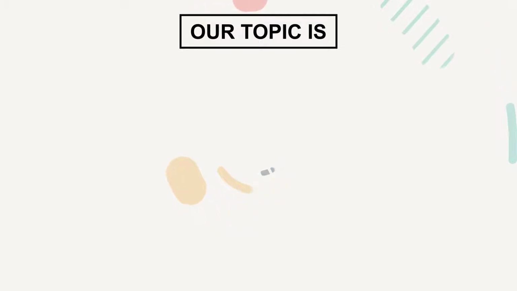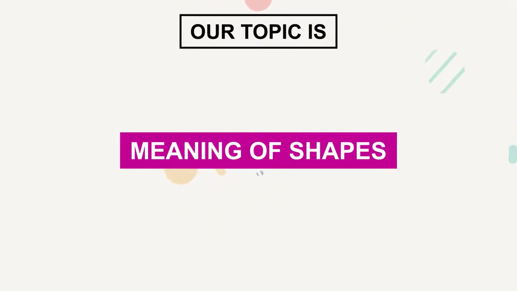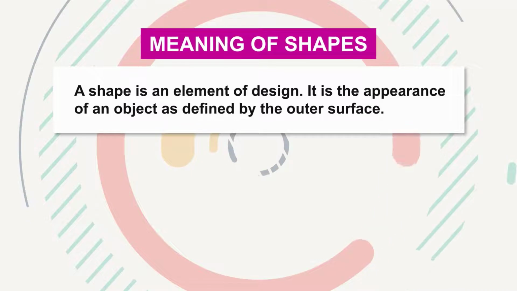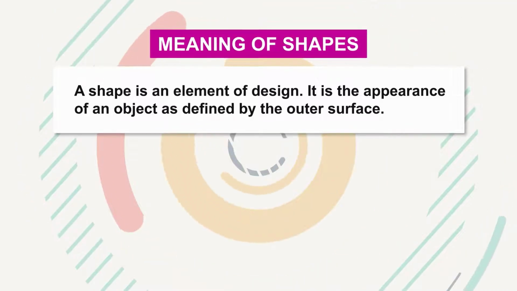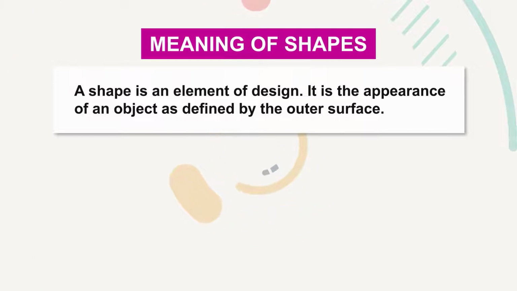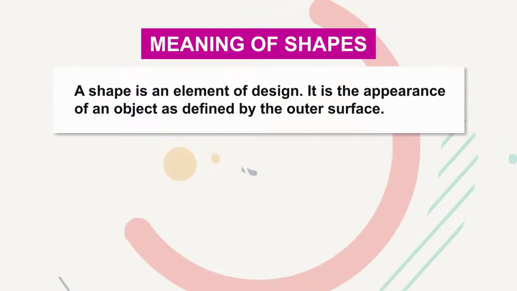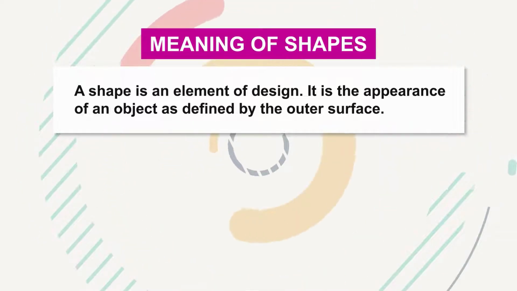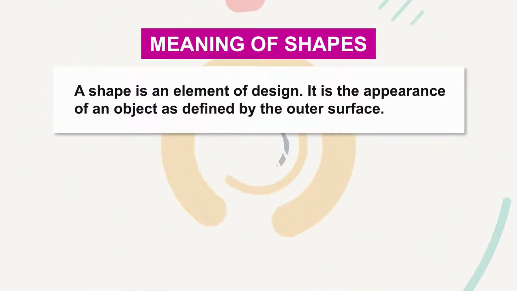In today's lesson, we are looking at the meaning of shapes. A shape is an element of design. It is the appearance of an object as defined by the outer surface.